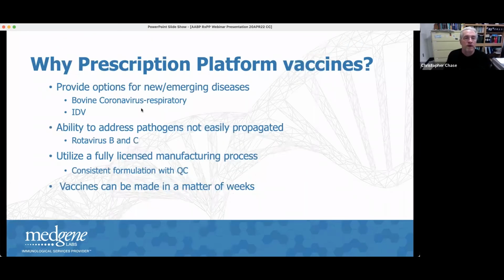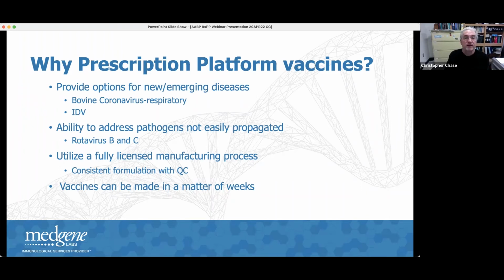So again, why prescription platform vaccines? They provide options for new and emerging diseases, like bovine coronavirus or influenza D virus. Then you have viruses that you can't grow very well, like rotavirus B and C, which are difficult to grow in cell culture. Remember, antigenic mass is key. So if I can't grow that virus very well, it's going to be difficult to get the antigenic mass that I need. And we're using fully licensed manufacturing processes that have already been tested and approved.